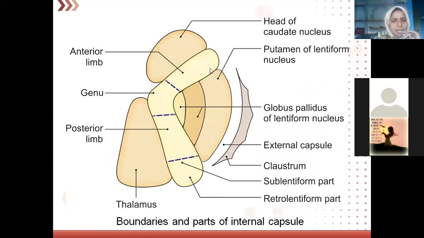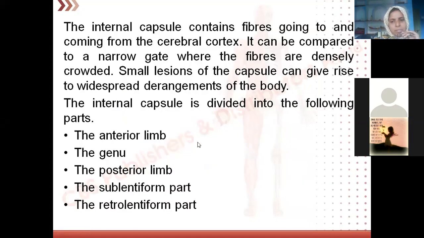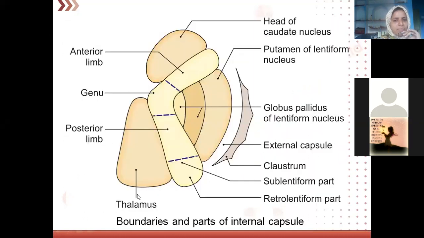So the internal capsule is divided into what parts? Now see, this is the anterior limb. This is the posterior limb. The bend between these two limbs is the genu. Then we have the other parts like the retrolentiform part. Sub means below, retro means behind. Below the posterior limb, we have the sublentiform part, and behind the posterior limb, we have the retrolentiform part. Though it's not a 3D picture, that's why it's written continuously. So the parts are anterior limb, genu, posterior limb, sublentiform part and retrolentiform part.